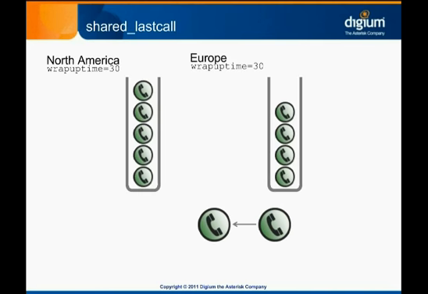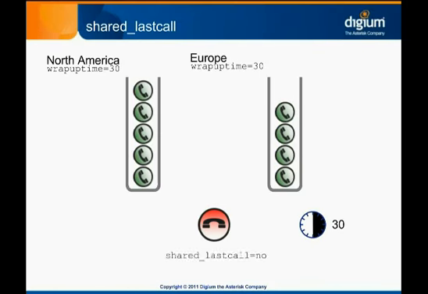Queue members often belong to more than one queue. In this example, our sales representative takes calls from both the North America and Europe call queues, each with a wrap-up time of 30 seconds. When a call in the Europe queue ends, a member will be given 30 seconds before receiving another call from the Europe queue. However, when shared last call is set to no, Asterisk does not share wrap-up time across queues, so the member could immediately be rung with a call from the North America queue.